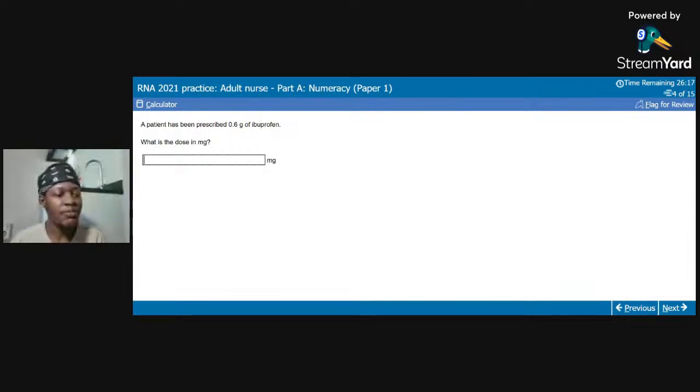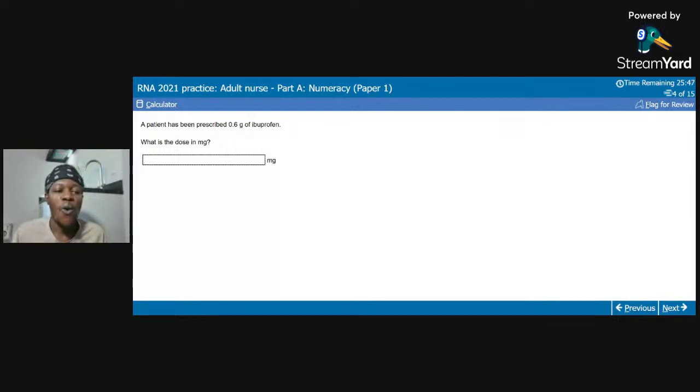So a patient has been prescribed 0.6 gram of ibuprofen. What is the dose in milligram? If you don't know what makes milligram, gram, milliliter, liter, if you don't know all those change of unit stuff, I would advise that you learn them. You can go online and search basic unit conversions and memorize them.